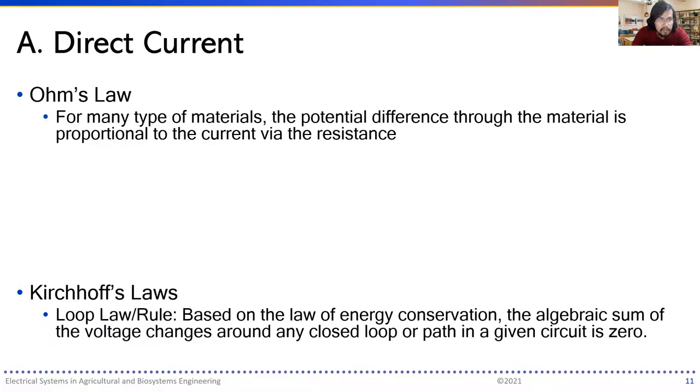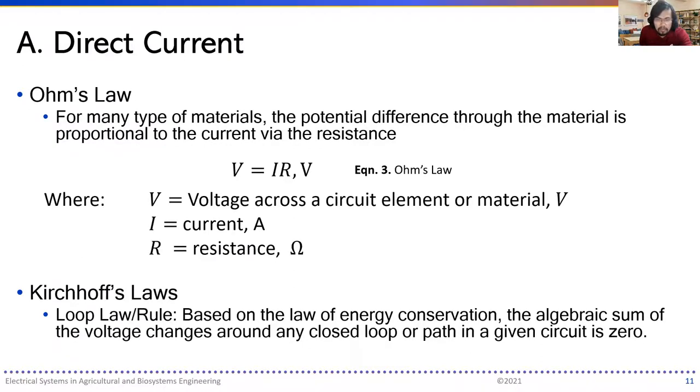We now proceed with DC circuits, and we get involved with the computations of the different circuit elements. We now know about resistors. There are three laws of importance in the mathematical operations of circuits. First is Ohm's law, and it states that for many materials, the potential difference through the material is proportional to the current across the resistance. In equation form, V equals IR, where V is in volts, and I and R are in amperes and ohms respectively.